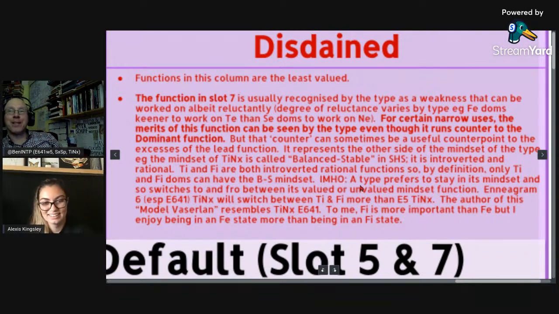In my humble opinion, a type prefers to stay in its mindset and so switches to and fro between its valued and unvalued mindset function. Now, that is an example of a sentence which I had to work on to get it clear. And even now, is it clear? A type prefers to stay in its mindset and switches to and fro between its valued and unvalued mindset function. And then you have to know what a mindset is.